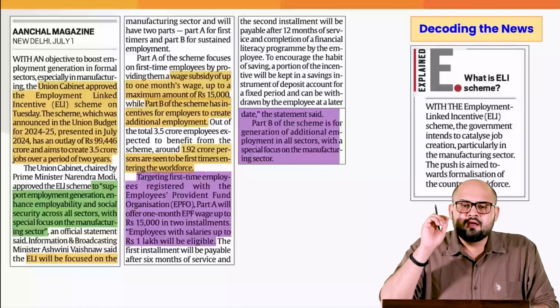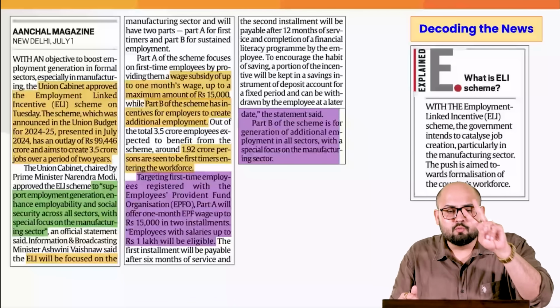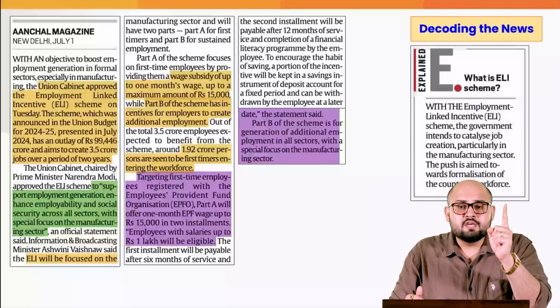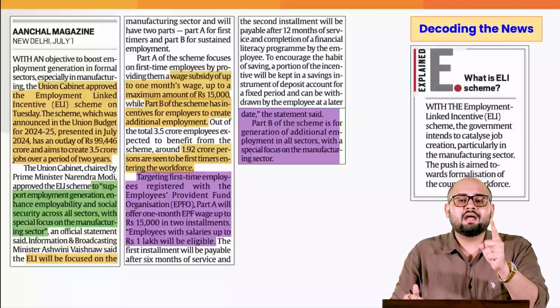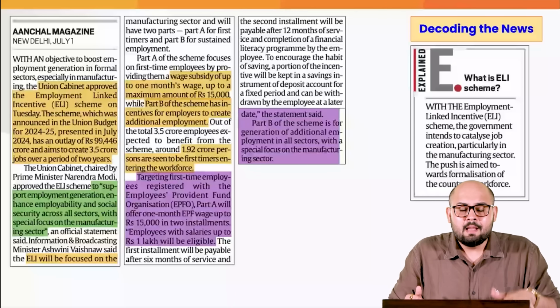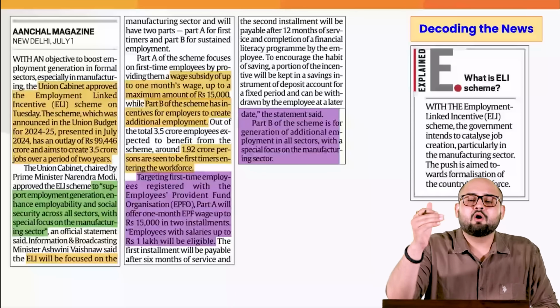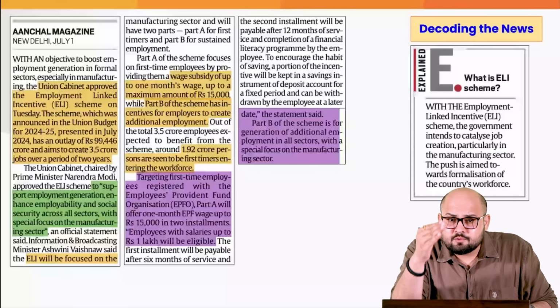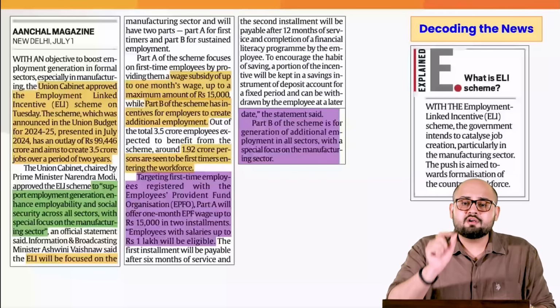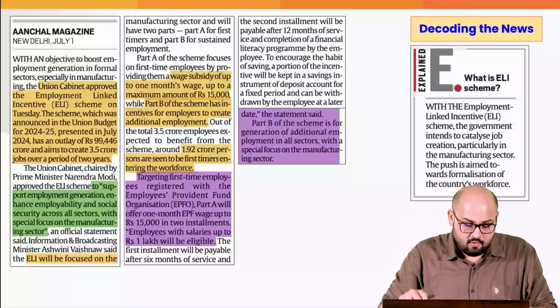Now, see, this particular scheme has two parts. It has part A and part B. Part A focuses upon the new employees. It tries to provide wage subsidies to the tune of maximum 15,000 rupees. Part B is for the additional employment. It gives incentives to the employers so as to increase the overall employment. This is what the employment linked incentive scheme is all about, right?